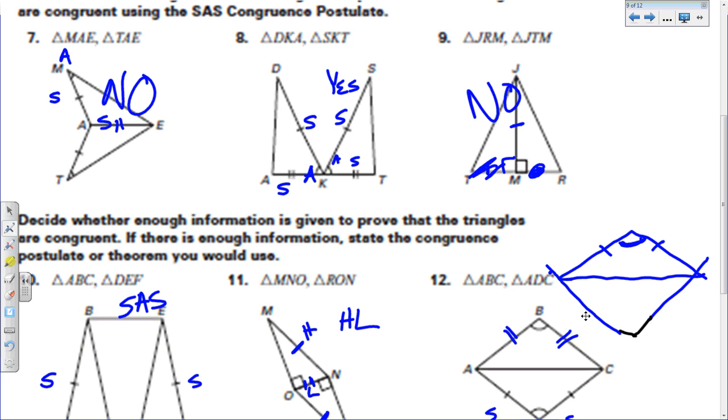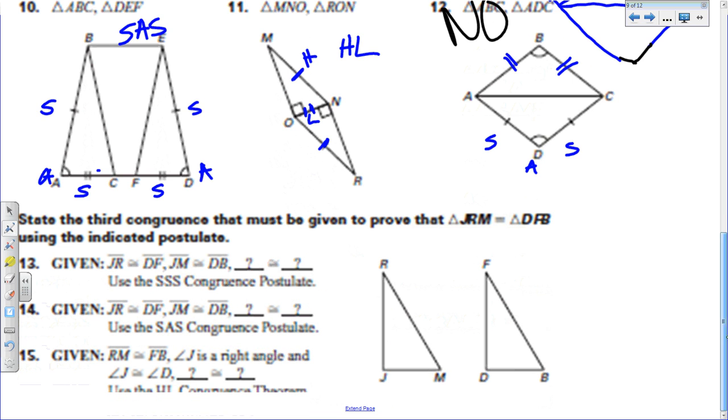So basically we don't know. So that would be no. State the third congruence that must be given to prove that triangle JRM is congruent to triangle DFB. JR is congruent to DF. JM congruent to DB. We're using side, side, side, so I need this third side congruent to this third side. So I need RM congruent to FB.